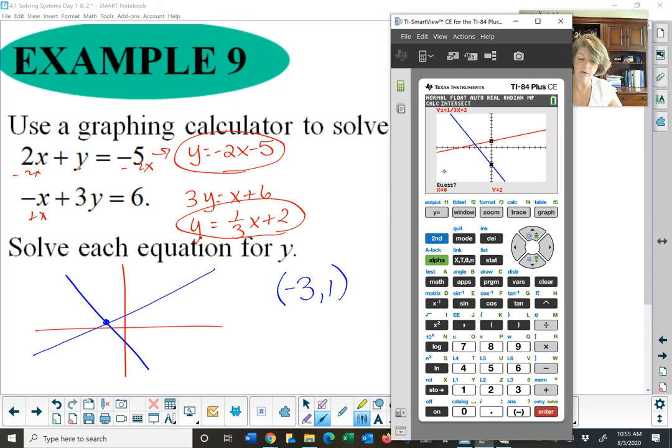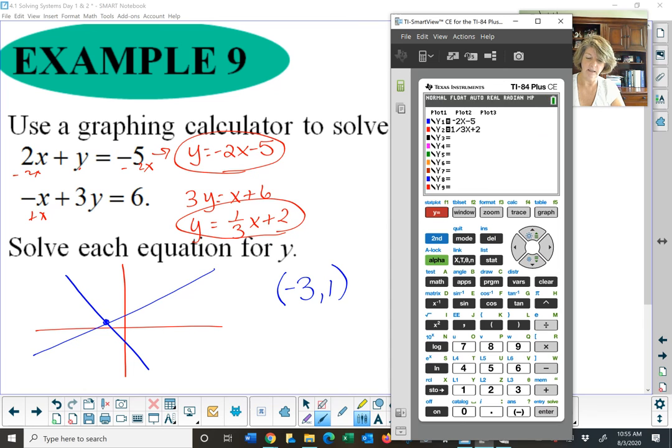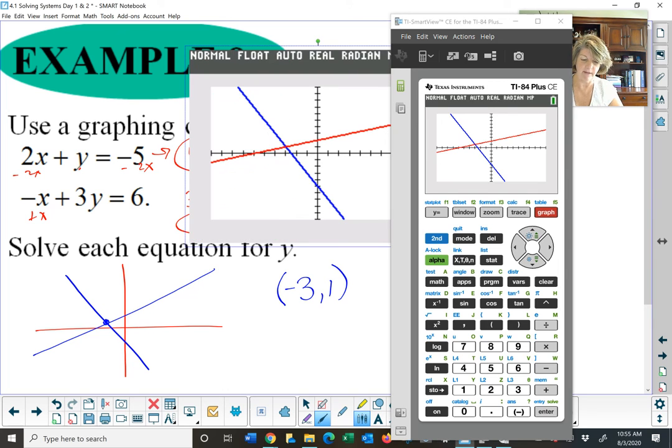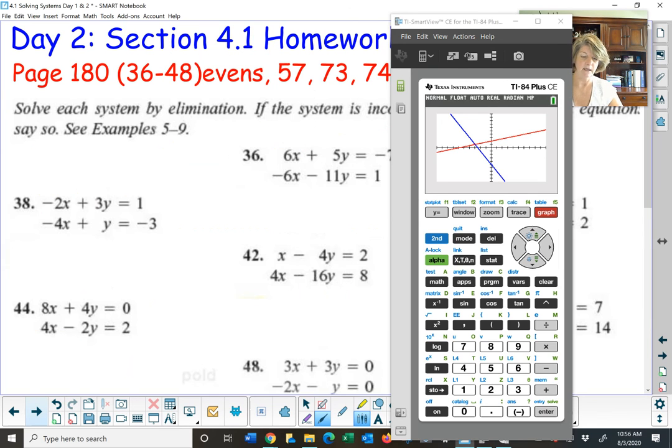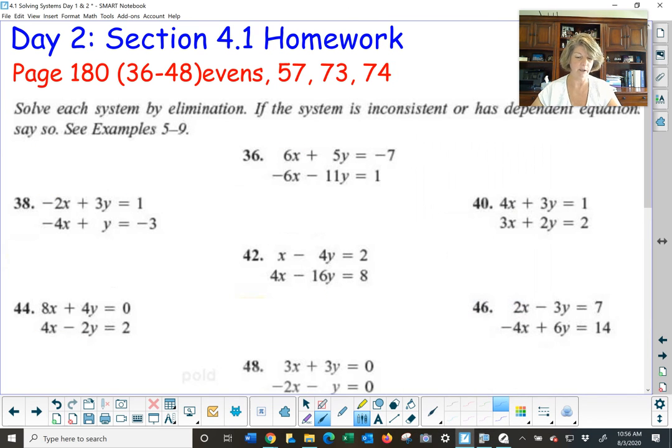And it's asking me to guess. So I'm going to bring this closer and try to get about on top of it. And there it gives us the intersection is negative 3, 1. Whoops, lost my graph. I meant to have that screen, but negative 3, 1 is where they intersected. So you can also use graphing calculators to do that handy work.